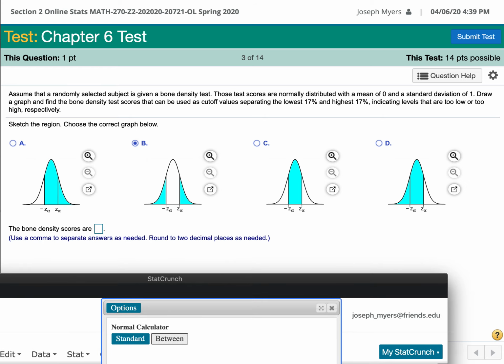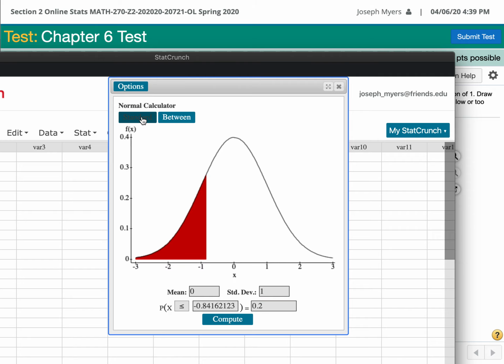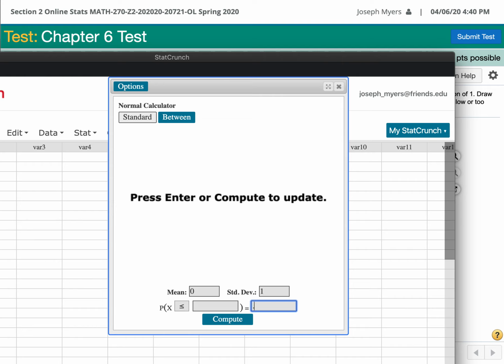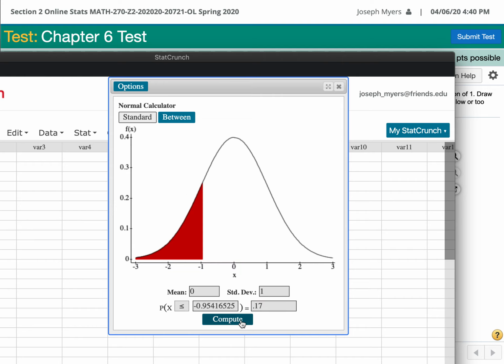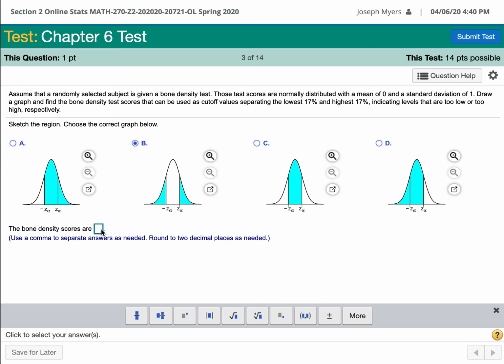If you want to know what value cuts off the lowest 17%, click on standard. Now click on this to be less than, that means the lowest, and then type 0.17. Click compute. The value that separates the lowest 17% is equal to negative 0.954, etc. So that's going to be the first answer. Rounded off to 2 decimal places, it's negative 0.95. Then put a comma.